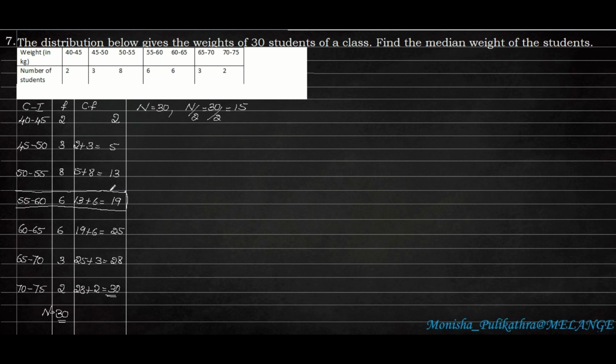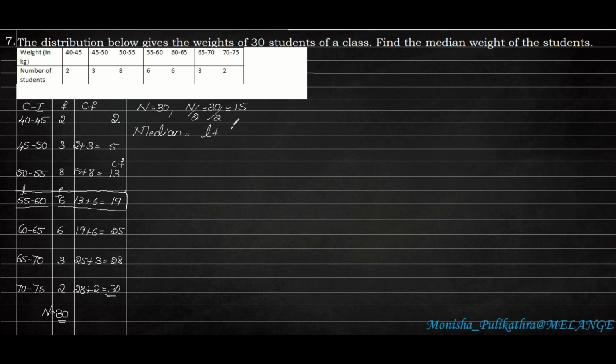We have to select the row where the 15 occurs. So in this row, 55 is the lower limit. So this is F. For the row which we have selected, the previous class frequency is the cumulative frequency here. Okay, so next we have to write down the median formula.